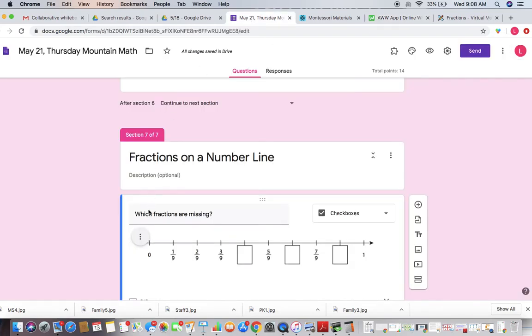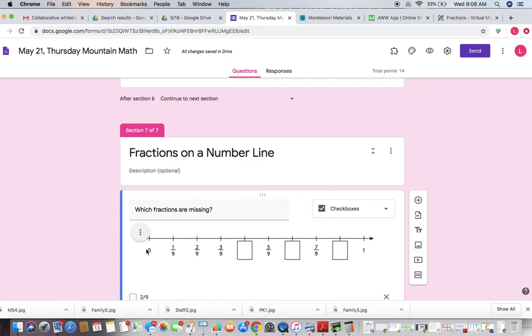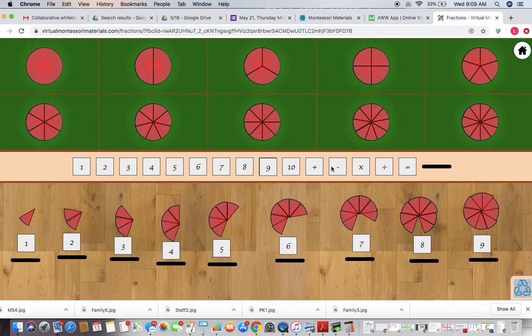And today's number line gave us 0 to 1, and it wanted us to divide it into 9 pieces. Figure out what fractions are missing. So let's take a peek. I kind of started building this number line here. So my 0 is over here. I don't have any fractions. And then I have 1 out of 9 pieces.